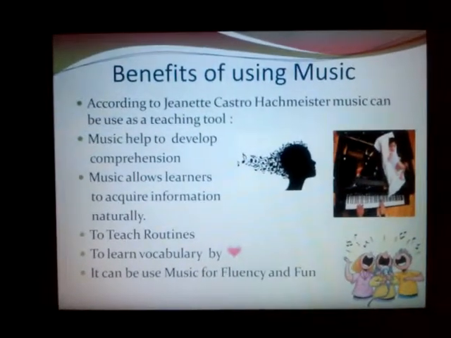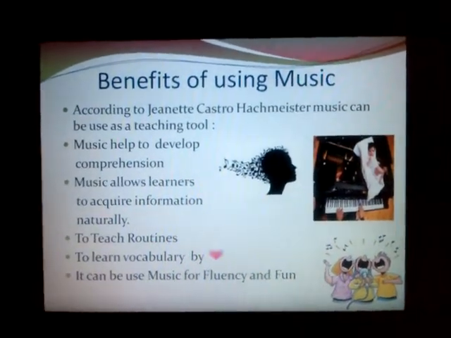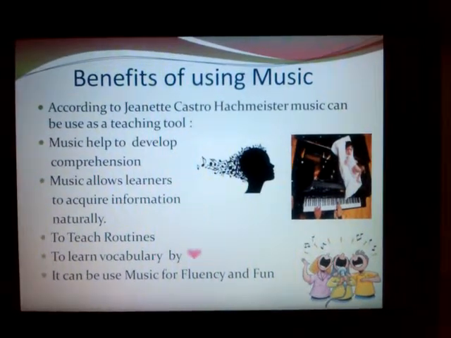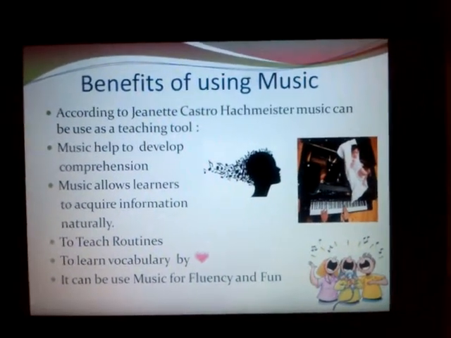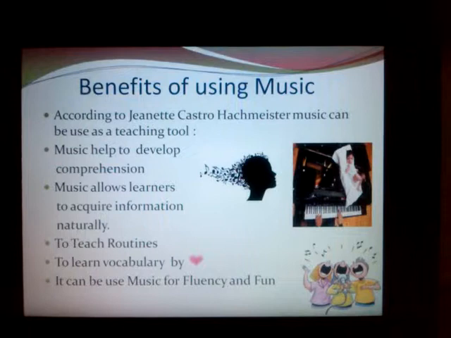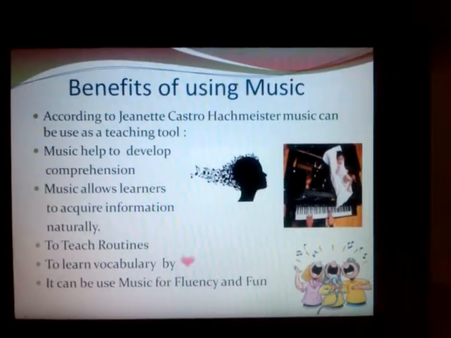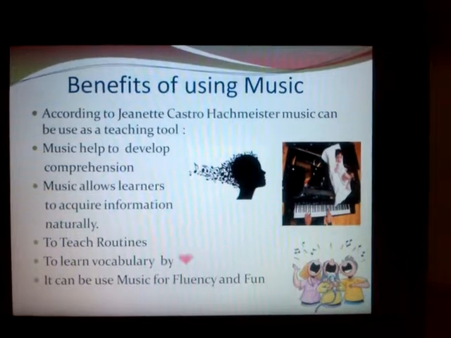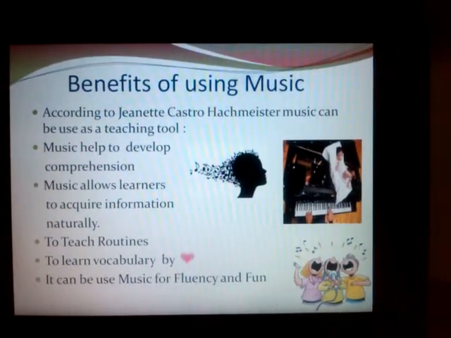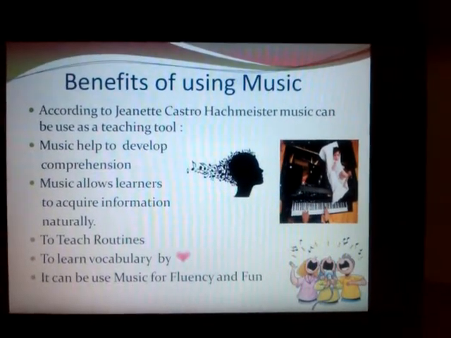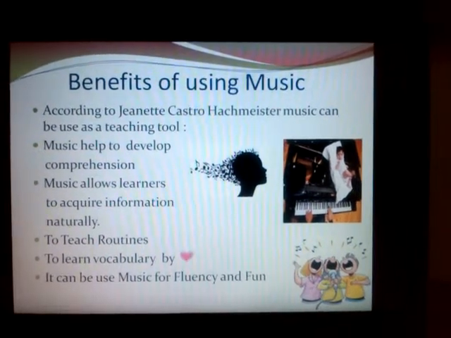Okay, talking about the benefits of using music, according to Jeanette Castro Hatchmeister, music can be used as a teaching tool. Music helps to develop comprehension. Music allows learners to acquire information naturally, to teach routines, and to learn vocabulary by heart. Music can be used for fluency and fun.